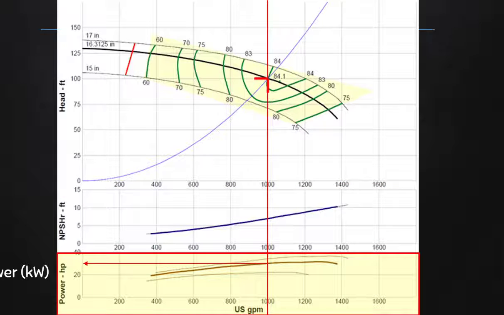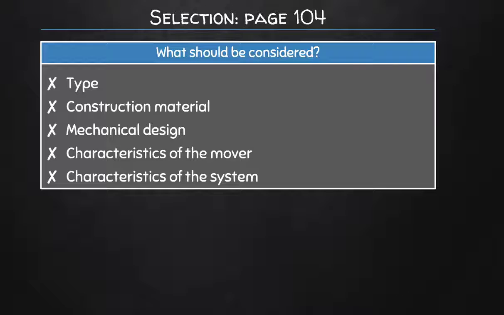And then lastly, we can also read off the predicted power usage. This is not the actual power usage that the pump would use. You would actually need to manually measure this, and you'd probably ask the electricians or the machine mechanics to do the measurement for you. Now, how do you go about selecting the right fluid mover?